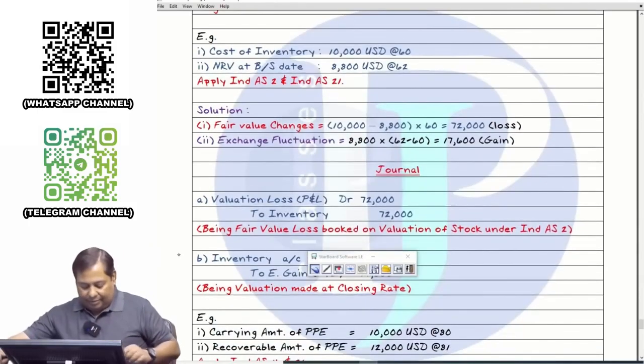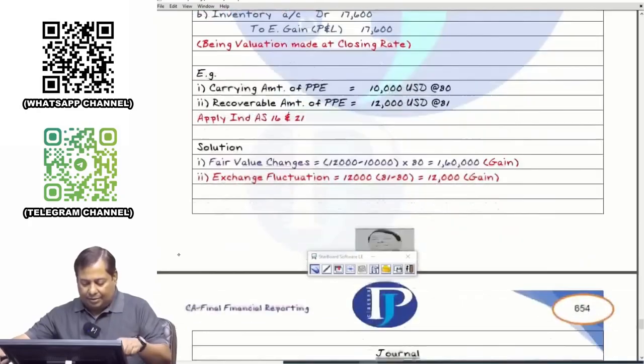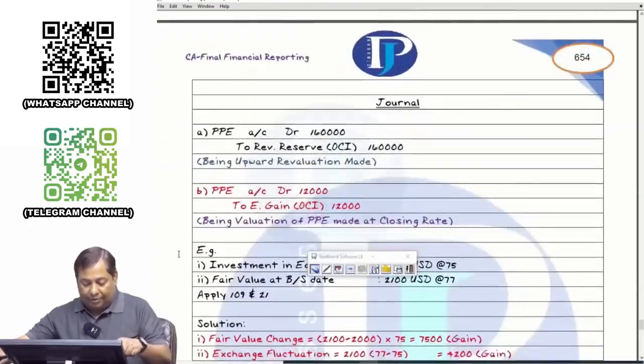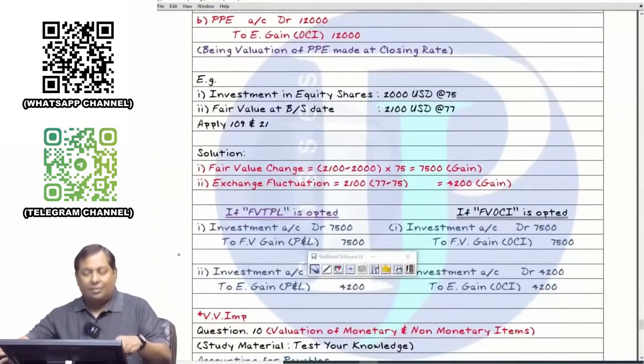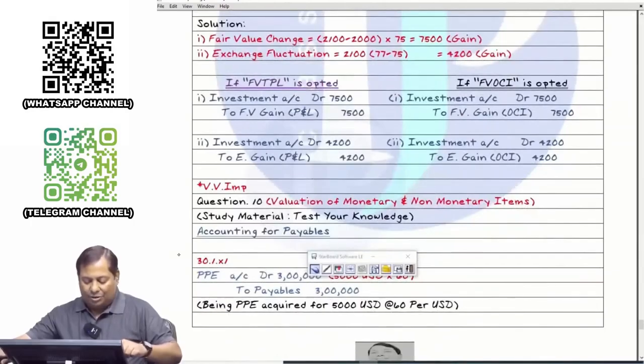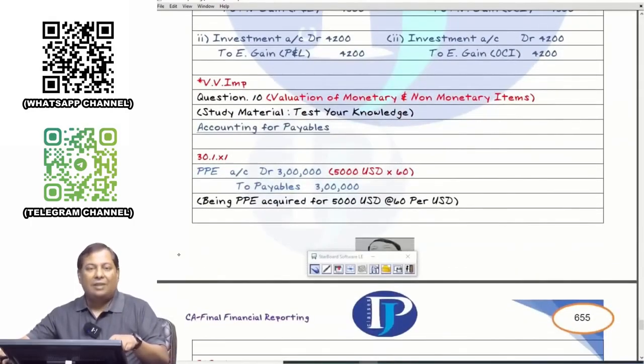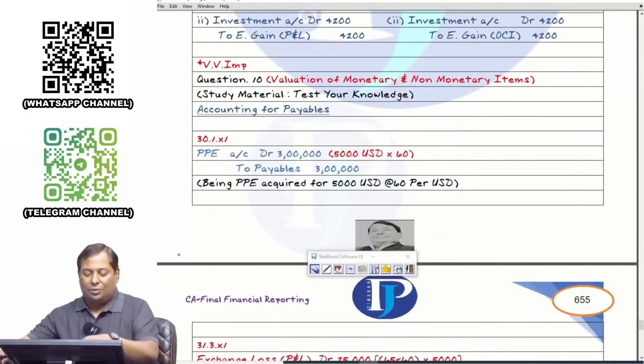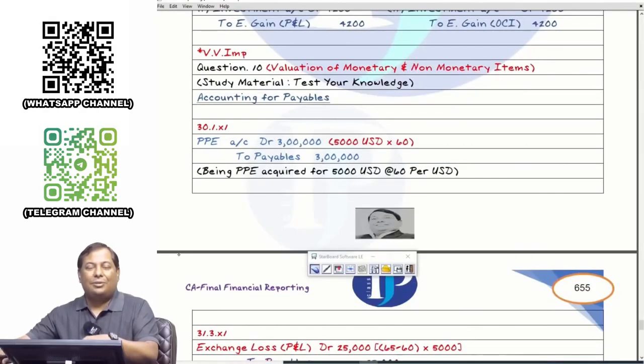Okay, after this, here's the third example. Then the fourth example is separate for PPE, investment and inventory each. I have given a separate example for everything. Then question 10 was done from the study material, test your knowledge. It is a very important question. This question from the study material is an exam-oriented question.